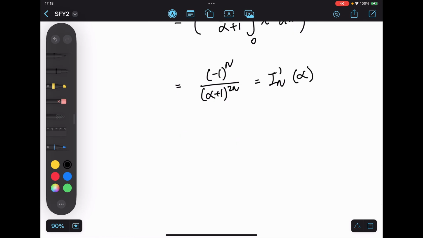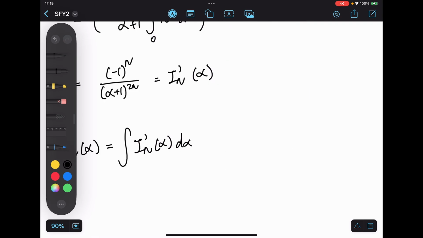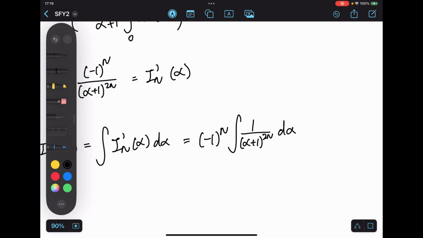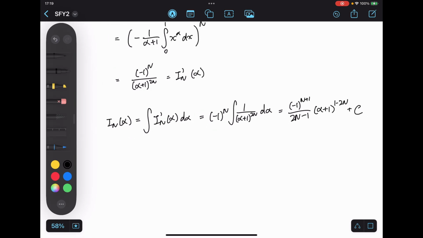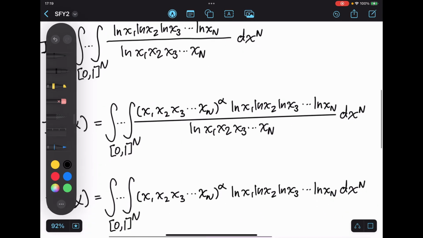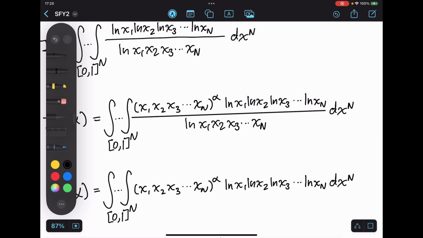To get I sub n of alpha, we can just integrate I sub n prime of alpha with respect to alpha. I'm going to plug that in and integrate this. It's pretty straightforward to integrate, that was literally just the power rule. What we have to do now is find c. To find c, let's take a look at our original expression for I sub n of alpha. We notice that all the x's are between 0 and 1, so if we set alpha to infinity, then it collapses to 0.